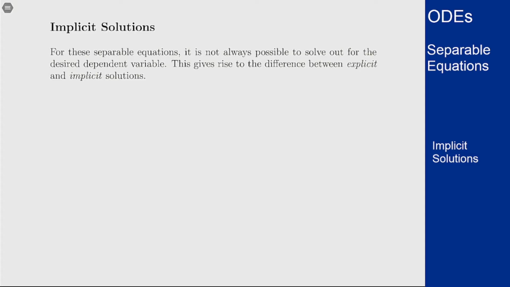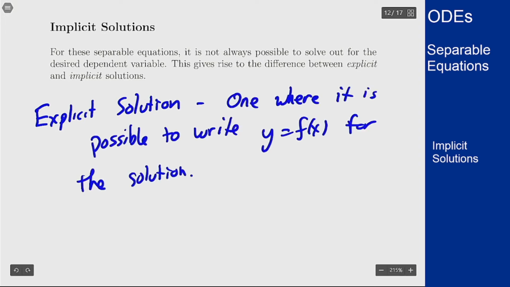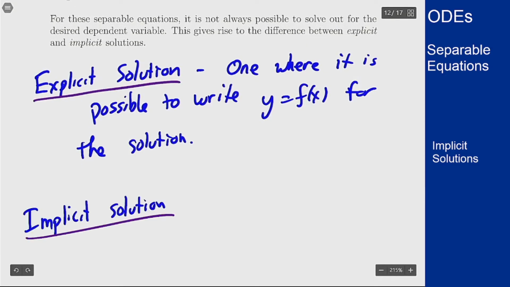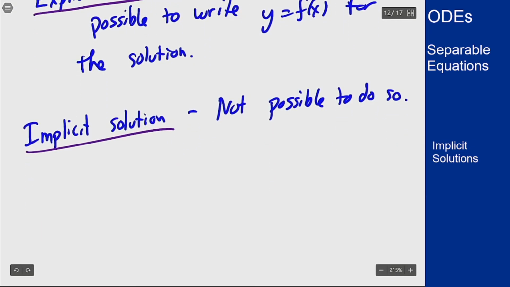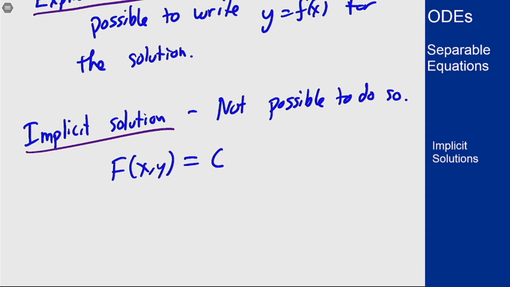An explicit solution means that you can write y as a function of x for that solution. That is, you're able to solve to get y by itself on one side of the equation and everything else on the other side. The contrast here is an implicit solution, where this is not possible. In this case, you'll usually end up with some function of both x and y equaling c for your answer, or some arrangement where you've got x's and y's scattered all over the place and you can't get a single y by itself on one side of the equation.